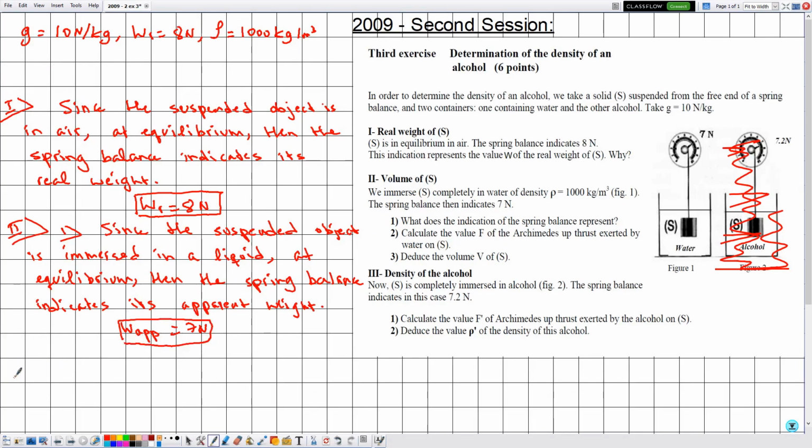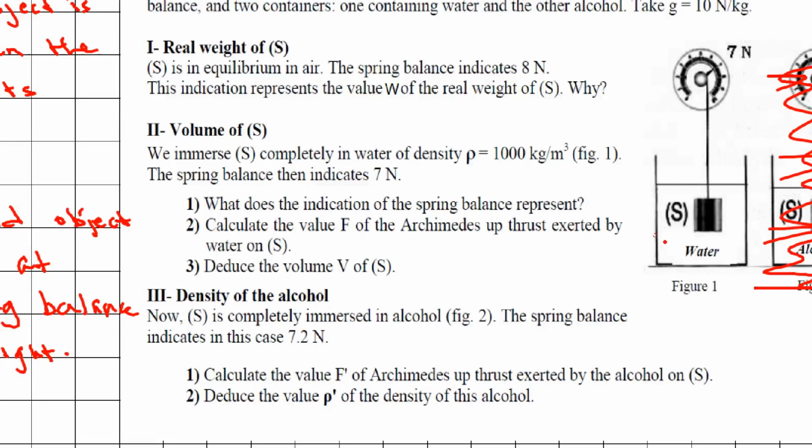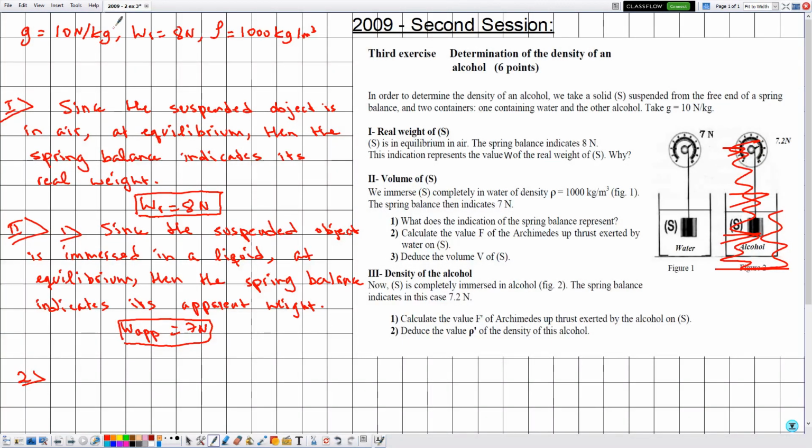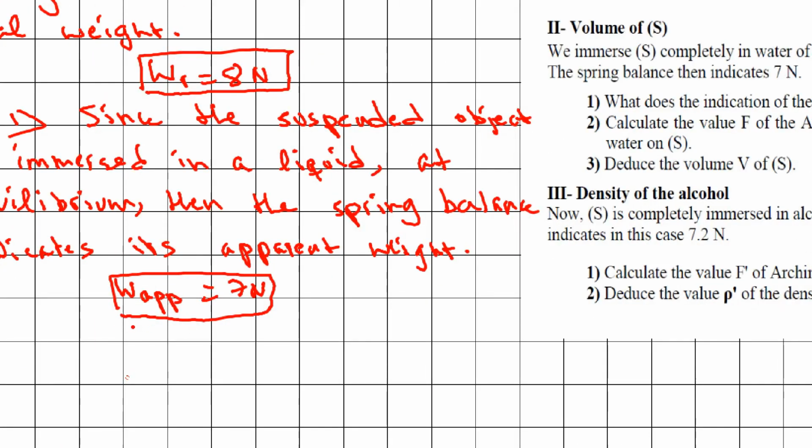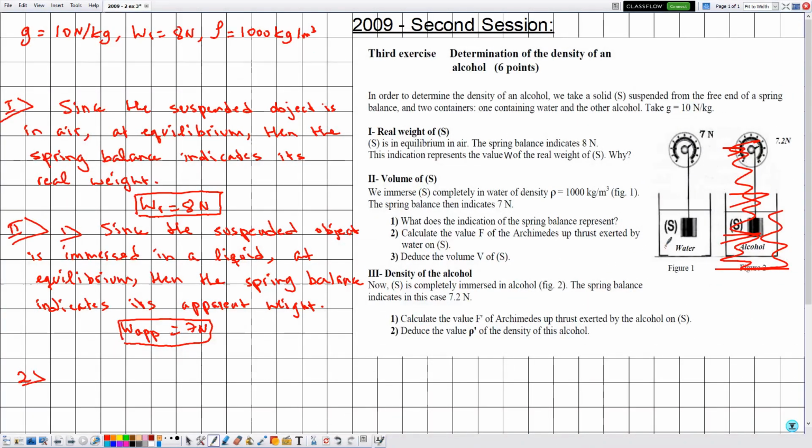Okay, so now number 2, calculate the value F of the Archimedes upthrust exerted by water on S, knowing that we have the value of the real weight and we have the value of the apparent weight. This value of the apparent weight corresponds to when the solid S is immersed in water. So in this case, the value of F is given by the real weight minus the apparent weight.